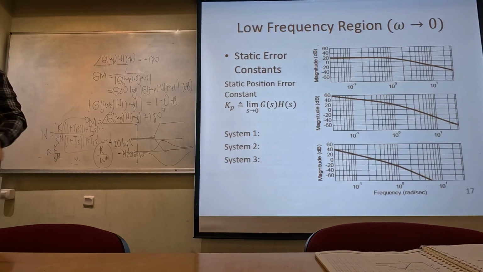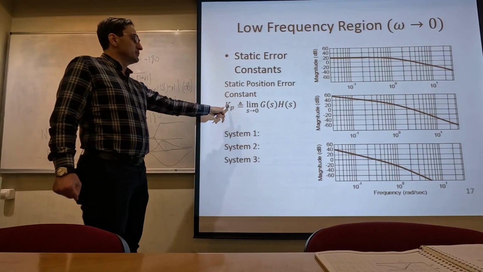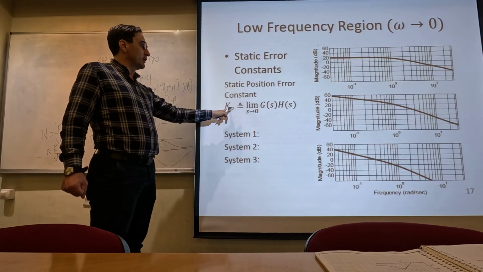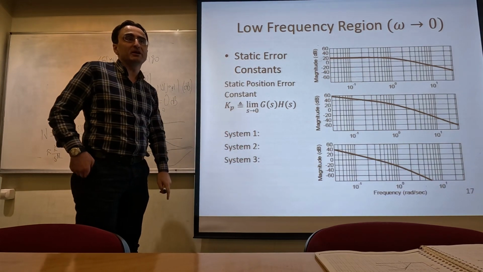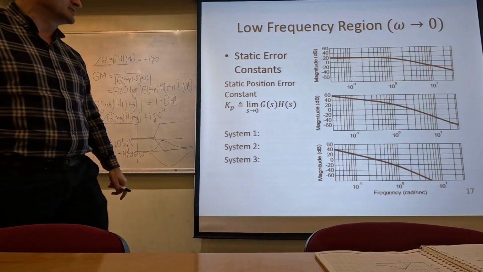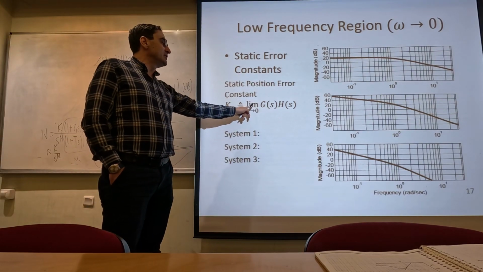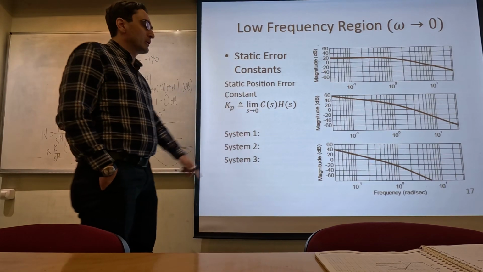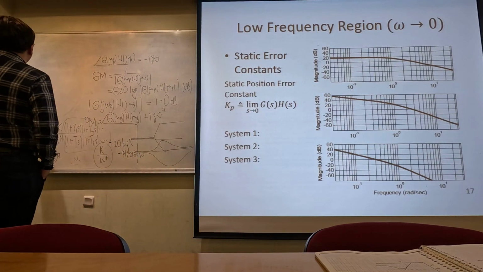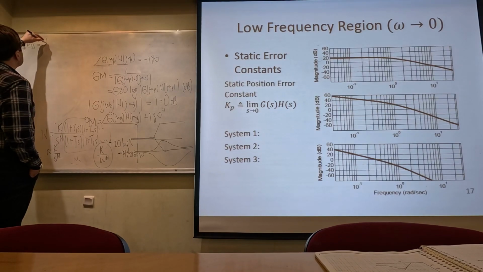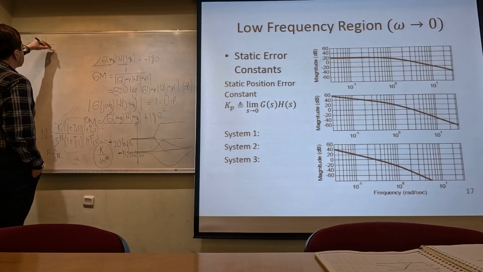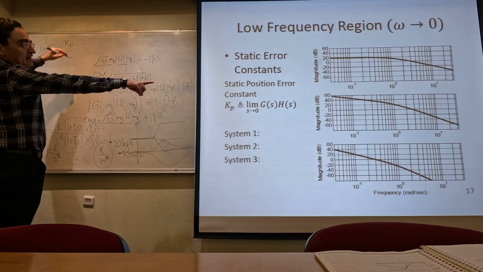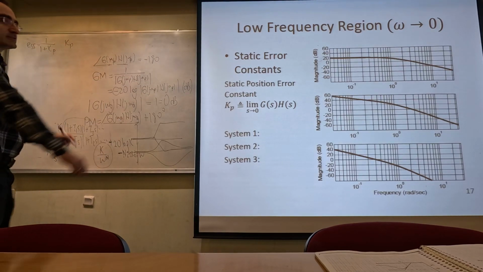So here we know that for steady state error to unit step input, we are required to calculate, for example, what Kp is. Kp is the static position error constant, and it is determined as the limit of the open loop transfer function as s goes to 0. For different types, I know that the steady state error to a unit step is 1 over 1 plus Kp, and Kp is that limit for different systems.